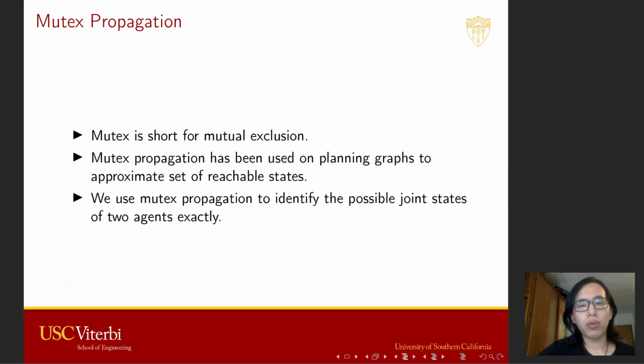Mutex is short for mutual exclusion. Mutex propagation has been used on planning graphs to approximate the set of reachable states. Here, we use mutex propagation to identify the possible joint states of two agents.